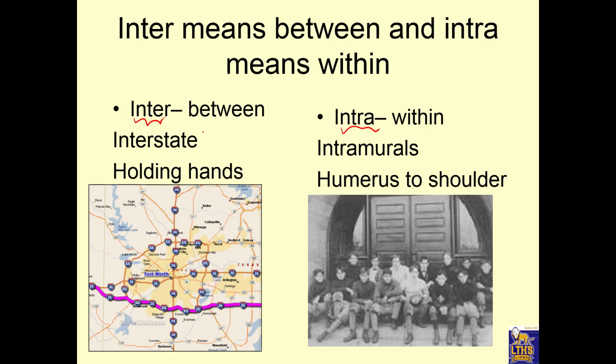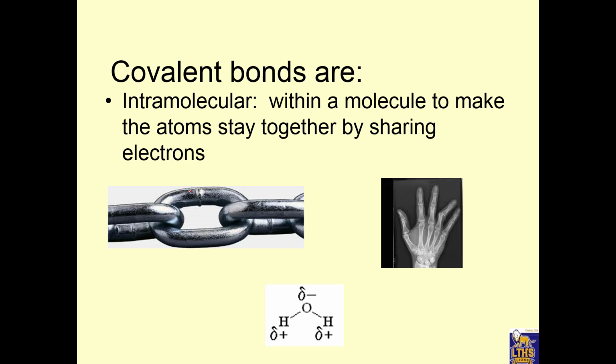inter and intra. Inter means between, like the interstate goes between states. It's like holding hands between 2 people. Intra means within. Intramurals are within the school, kind of like your bones are holding you together. Within you, your bones hold you together. Within the country, the interstate holds the states together, but the states are still separate. Covalent bonds are intramolecular. They're within a molecule to make the atoms stay together by sharing electrons.